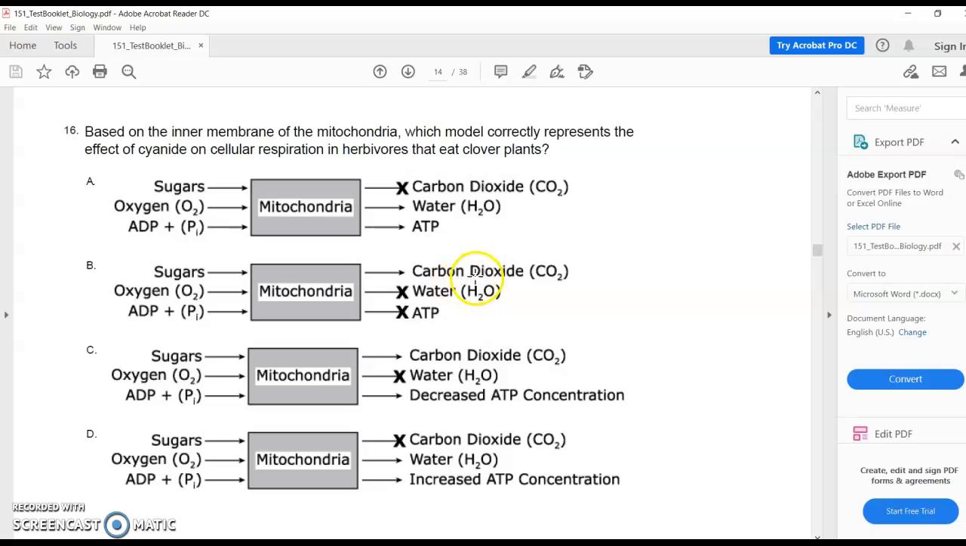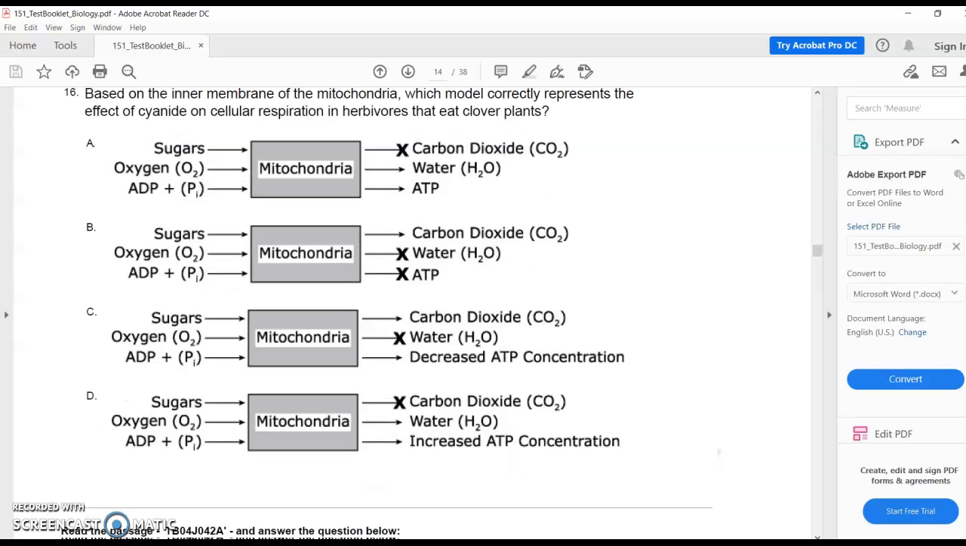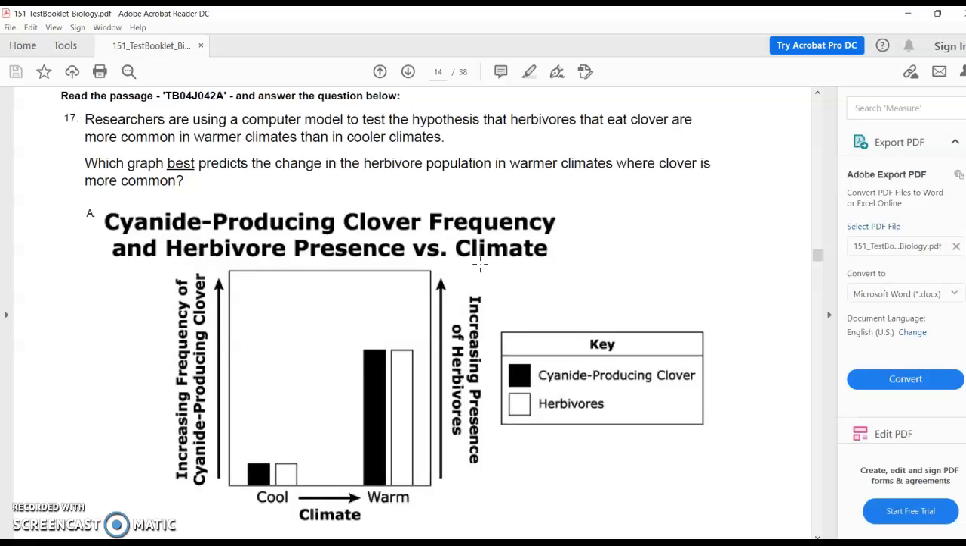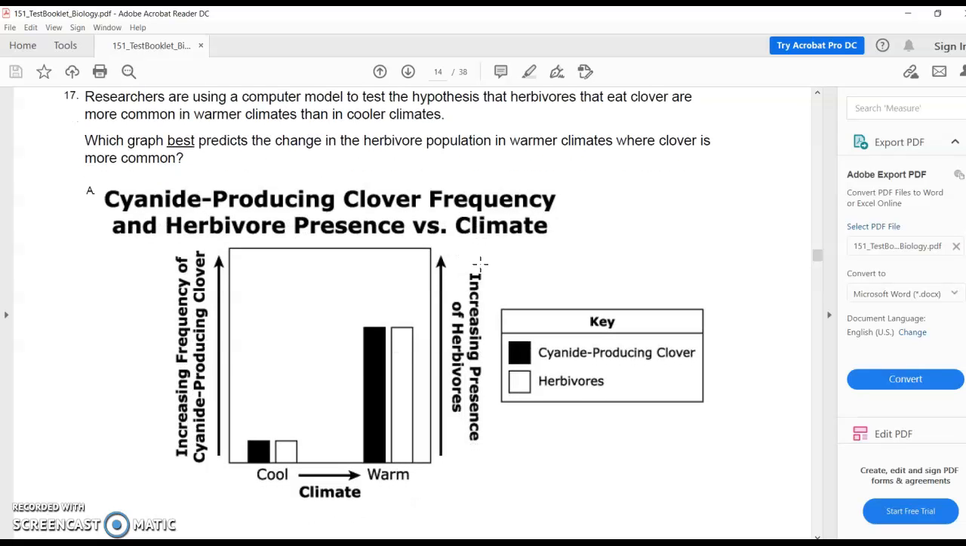Remember also, carbon dioxide production doesn't happen in the electron transport chain. It happens in the Krebs cycle, which is before the electron transport chain. Going down to 17, I have a model there of climate versus the production of the cyanide from the clover. And you have the clover in black and the herbivores in white there.